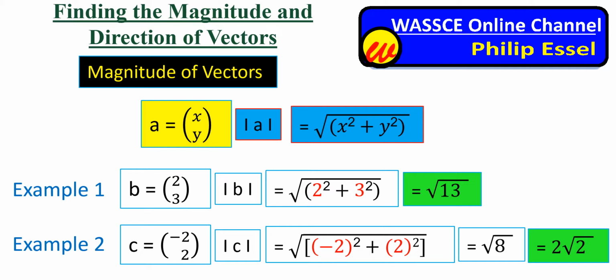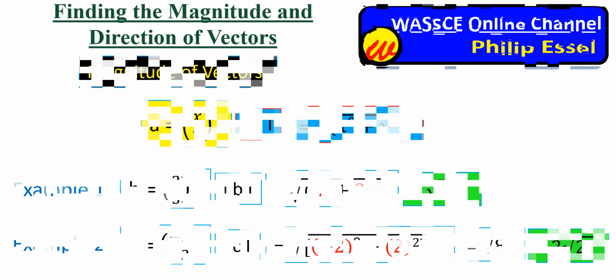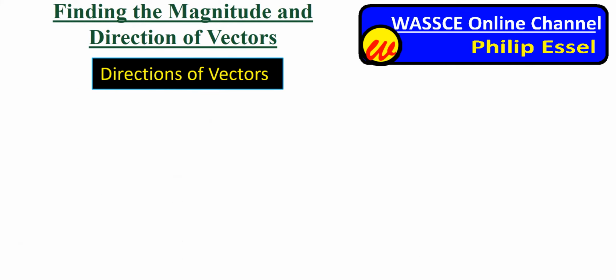Now, let's look at how we can find the directions of vectors. Directions of vectors. To find the direction of any vector, we would use the following steps.